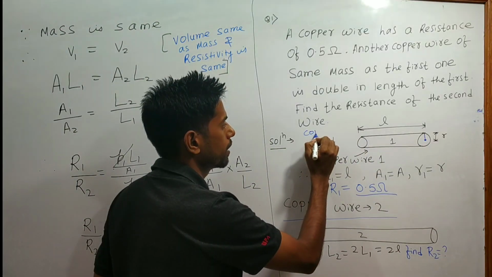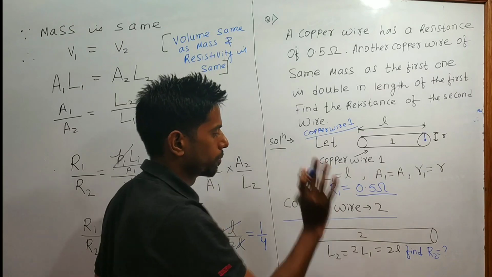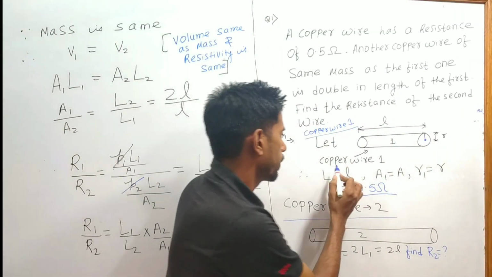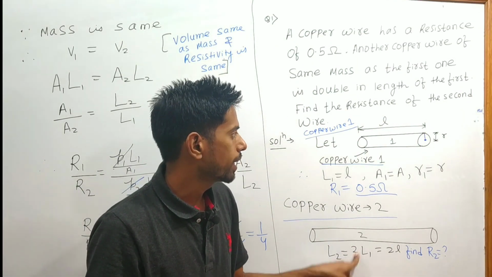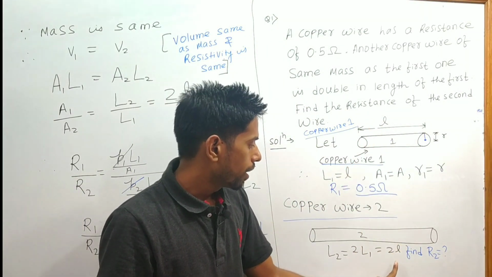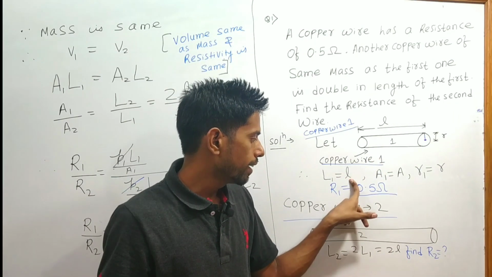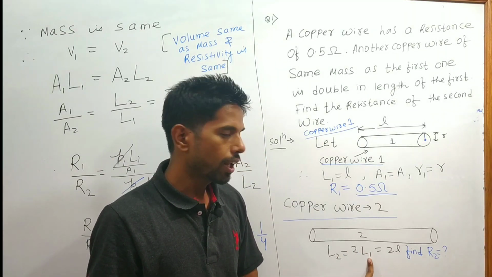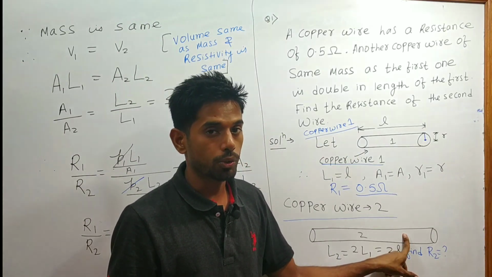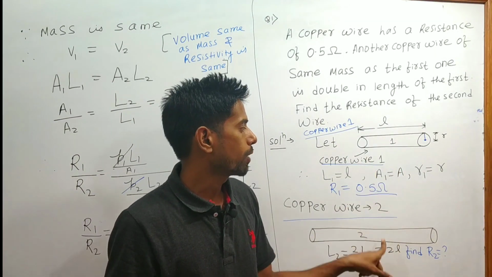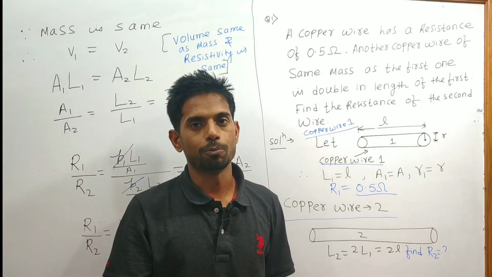This is copper wire 1 and this is copper wire 2. The length of this second copper wire is twice the length of the first. So L1 is L, I have taken the length L1 as L. So what is L2? 2 times L1, that is 2L. We have to find the value of resistance R2. What is the resistance of the second copper wire? The resistance of the first copper wire is given, 0.5 ohm.